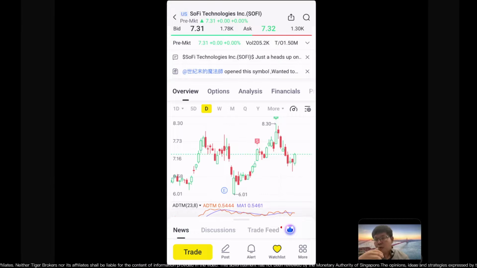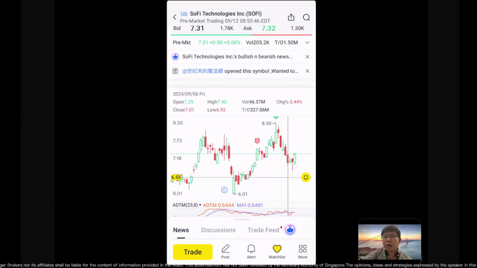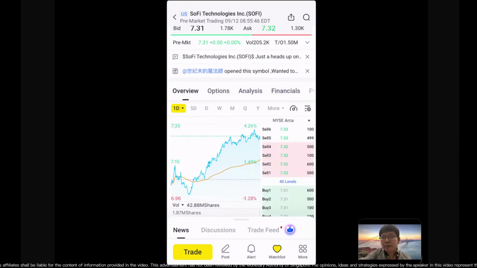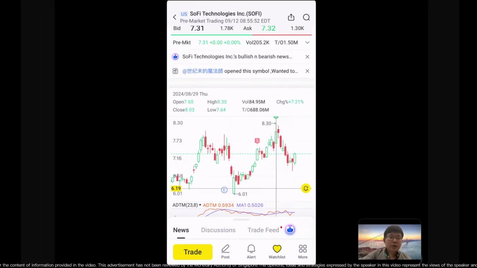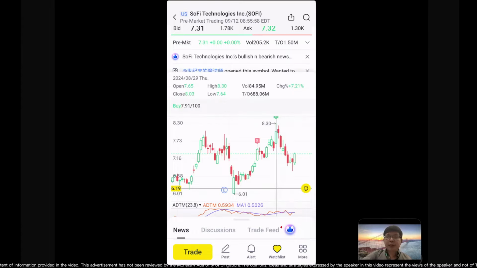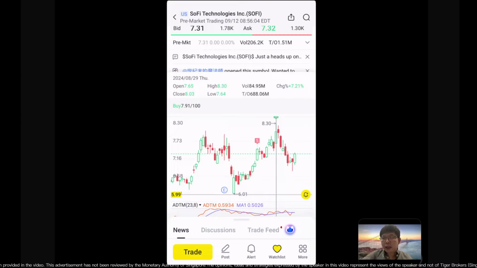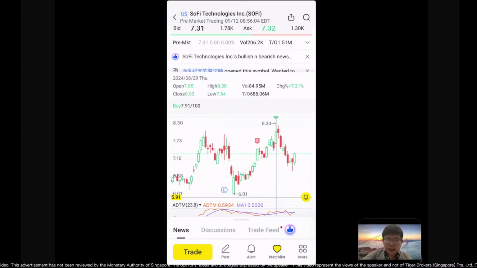Sofi actually saw quite a drop. Let me show the minute chart, the day chart. So we can see Sofi went up to $8 at the time when there was more signaling of an interest rate drop. So it went up to $8.